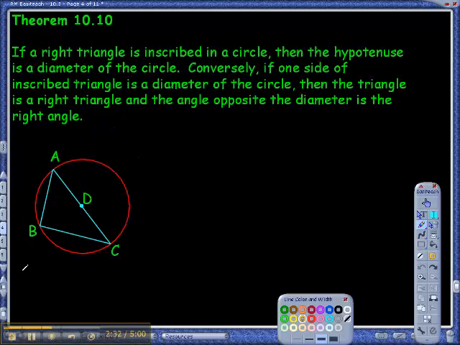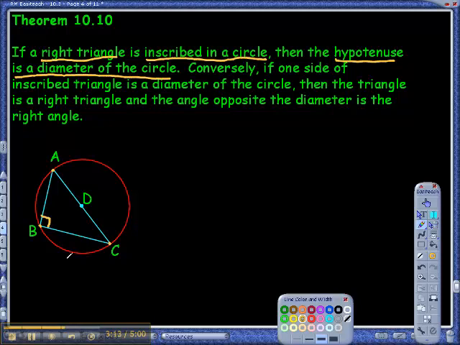The next theorem says if a right triangle is inscribed in a circle, again, a figure inscribed in a circle means that its vertices are touching the circle, then the hypotenuse is a diameter of the circle. This hypotenuse here has to be the diameter of the circle. Now, conversely, it says if one of the sides of an inscribed triangle is a diameter, so if one side of a triangle is a diameter, then the triangle has to be a right triangle. And the angle opposite the diameter would, of course, have to be that right angle.